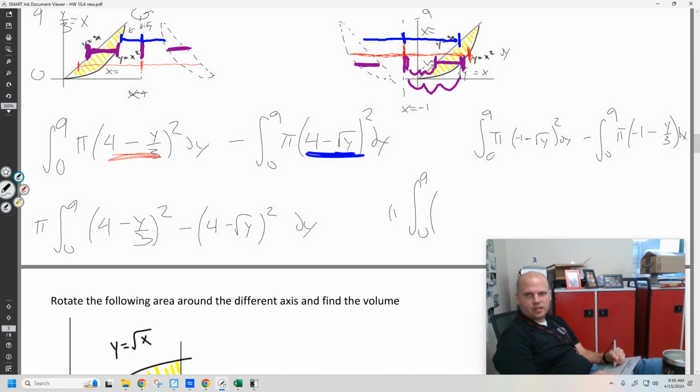Outer radius is root... wait, I did this in the wrong direction. Look, I even said middle minus right. That's not right. That's going to be a negative radius. This is correct. But no, I wouldn't do it this way. The correct way would be root y minus -1, and y over 3 minus -1. But it doesn't matter. Just make sure you square it.